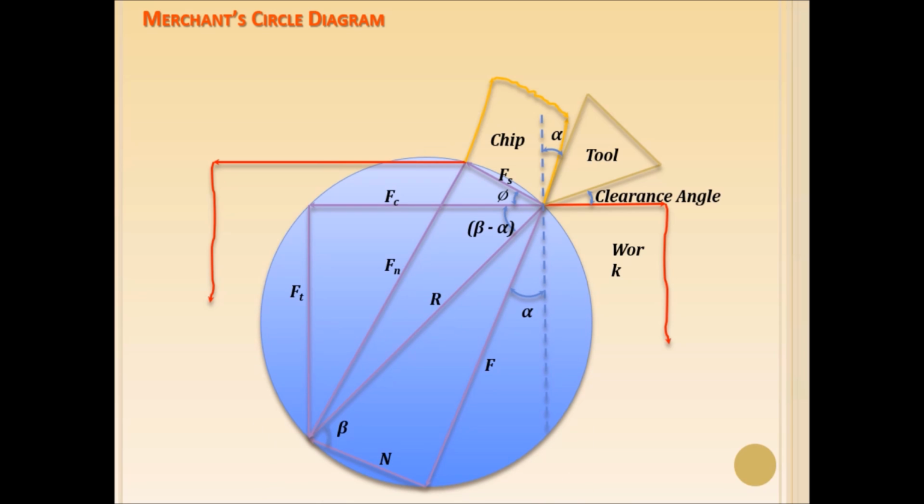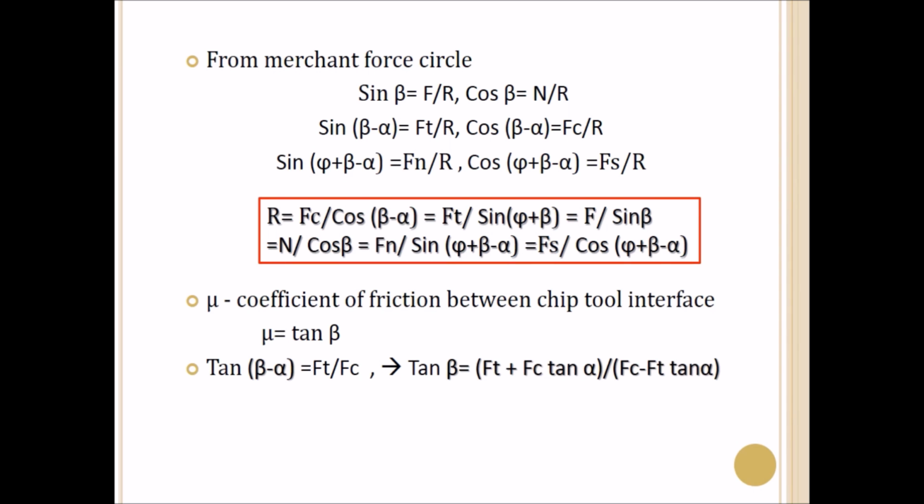And this is the circle. So now we have a Merchant circle with radius R and the various forces. So from the Merchant force circle we can have the following results.